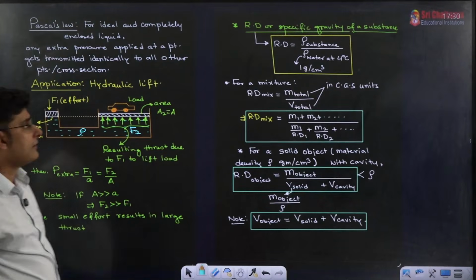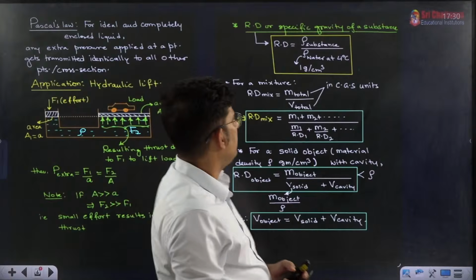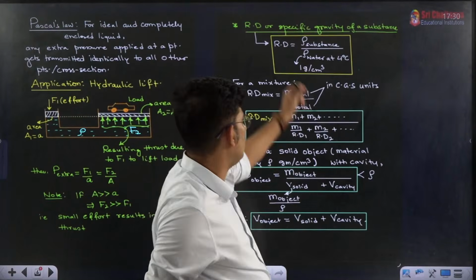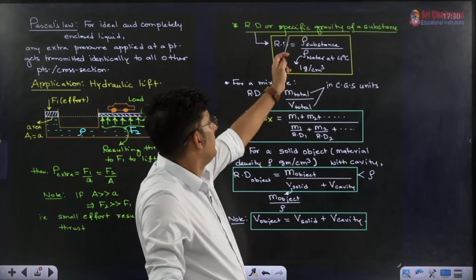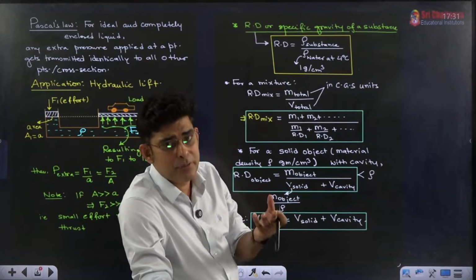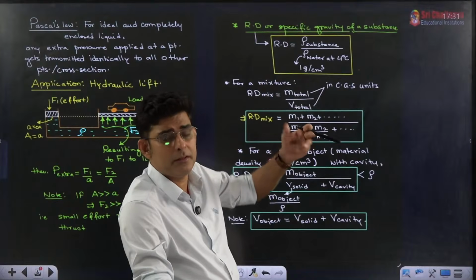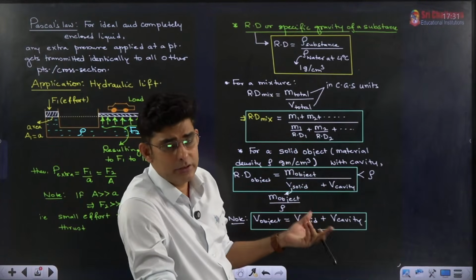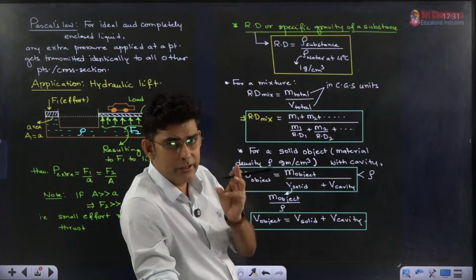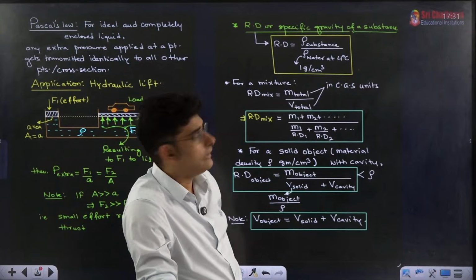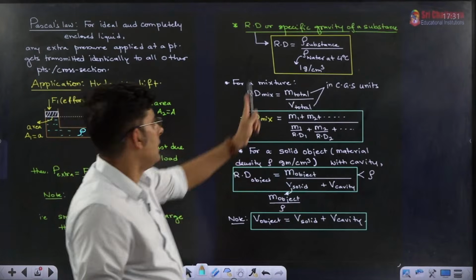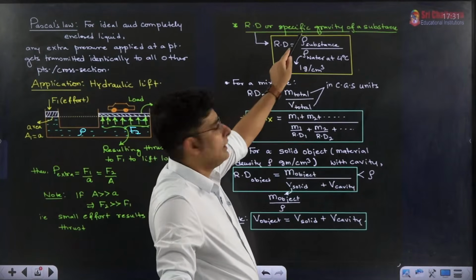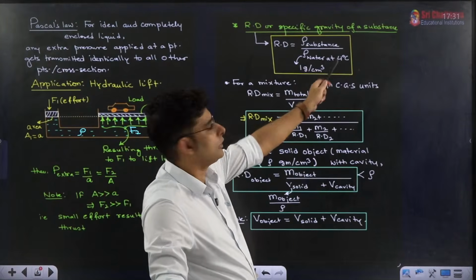Clear? Next, we have relative density or specific gravity of a substance. These two terms should not be misunderstood or confused. Relative density or specific gravity are very simple things: just take the density of any substance in CGS units, and then remove the unit. Whatever is left, the numerical value, is called relative density or specific gravity. It is unitless. It is a ratio. So here, we define it as the density of the substance divided by the density of water at 4 degrees Celsius.